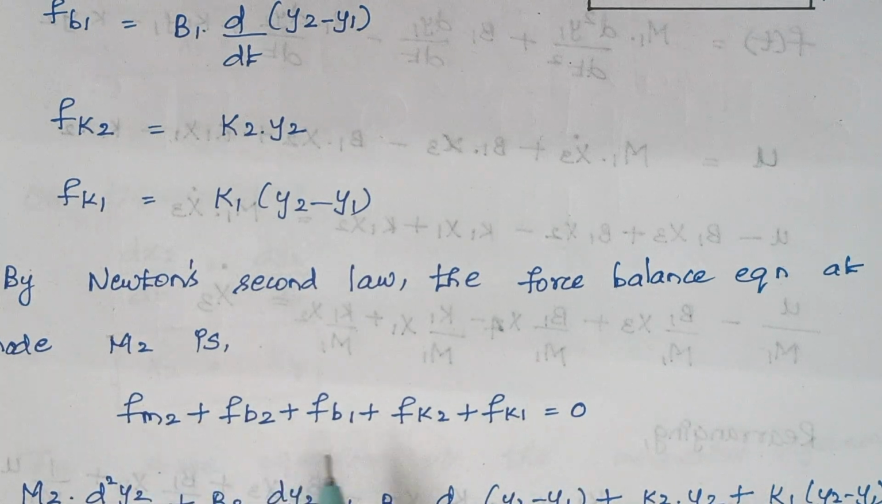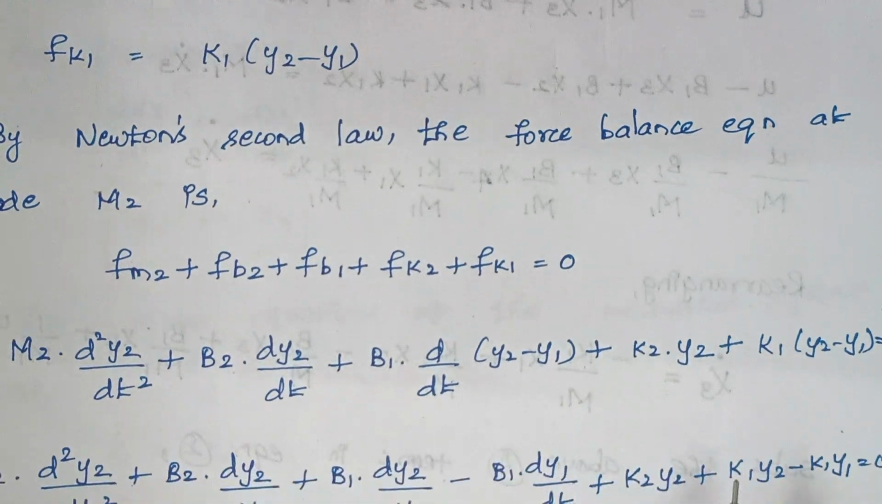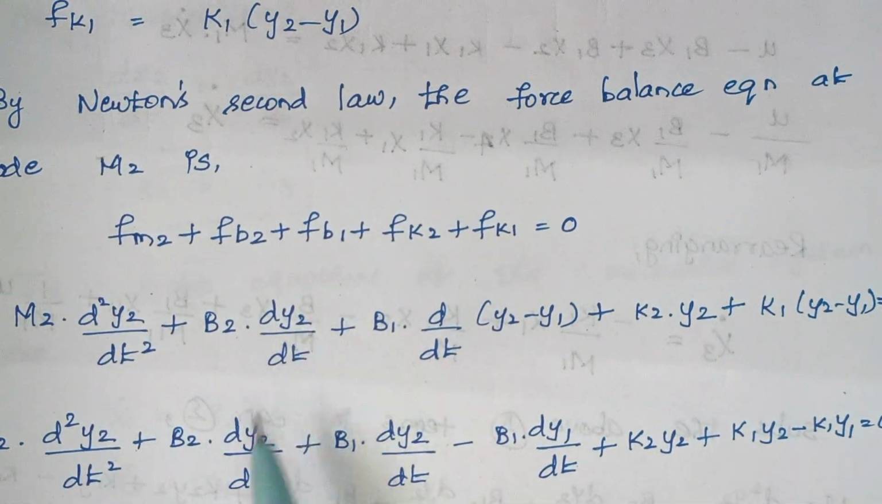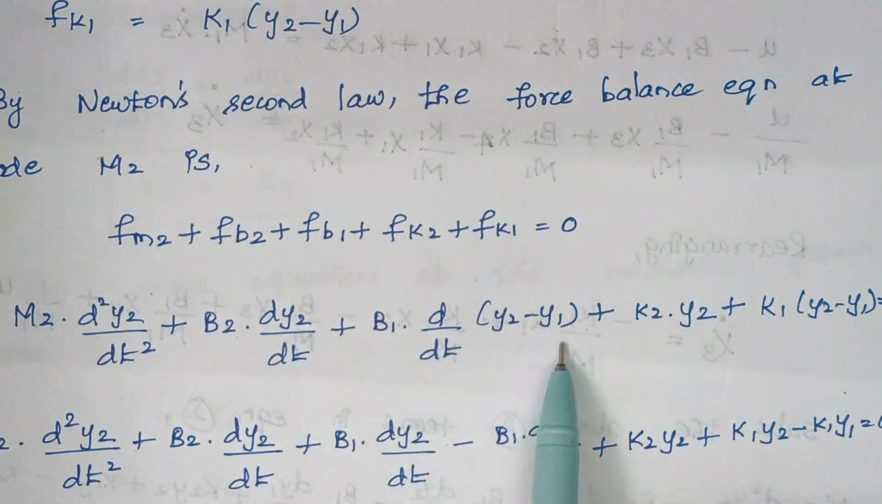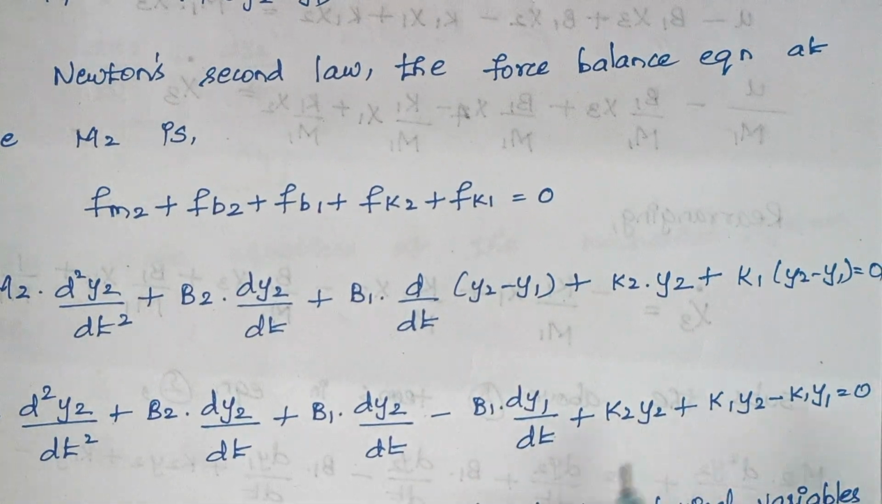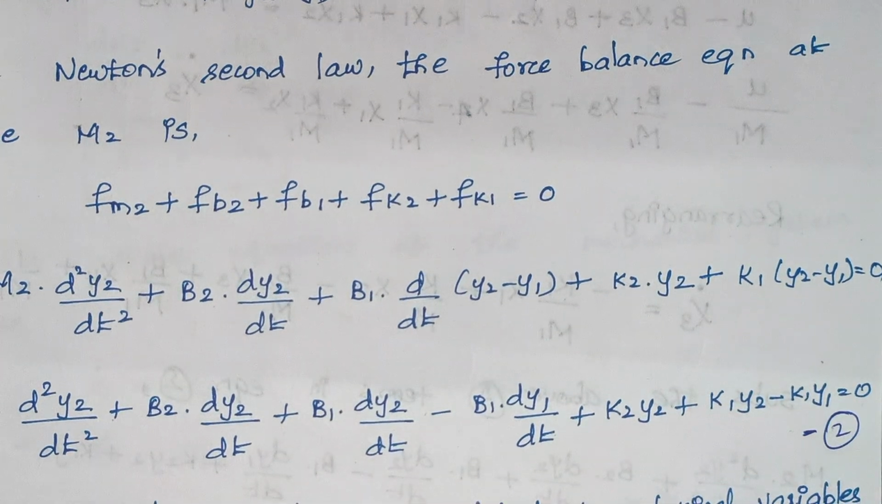Now substitute the respective expressions here. When you substitute the expressions, again we have to multiply. This term remains the same, and this term also remains the same. When you multiply, b1 dy2/dt minus b1 dy1/dt, and the remaining terms k2 y2 plus k1 y2 minus k1 y1 equal to 0. Mark this as equation number 2.